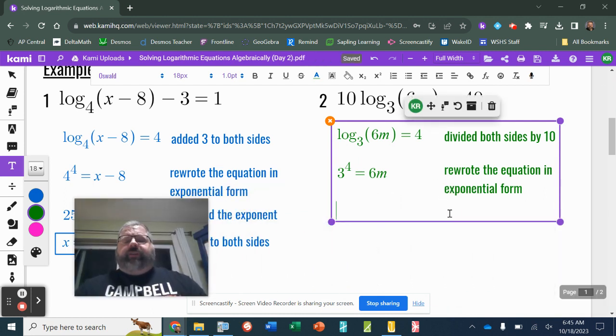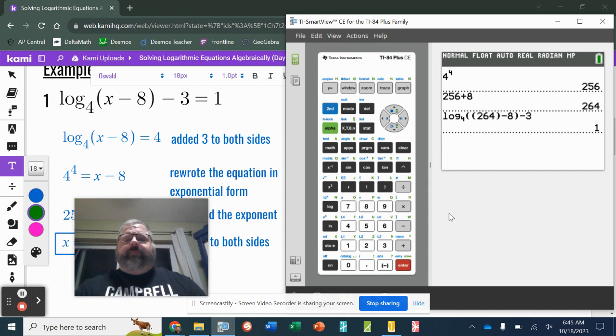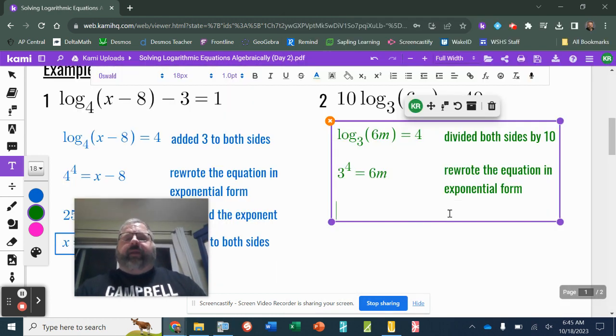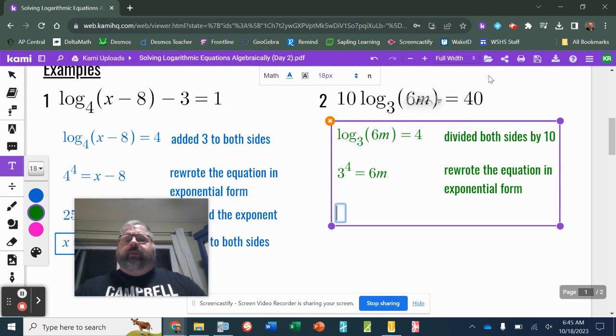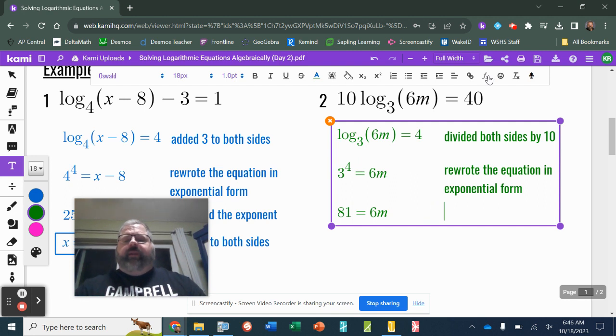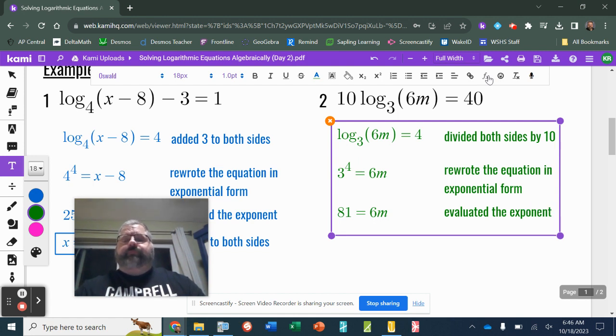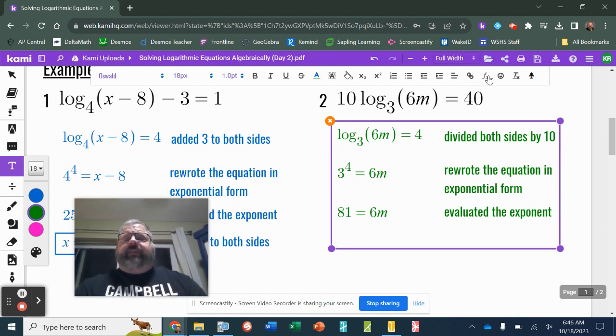So to solve this, what I'm going to need to do is, number one, evaluate 3 to the 4th. So I'm going to come over to my calculator. I've got 3 raised to the 4th power. That is 81. So I have 81 is equal to 6m. So I evaluated the exponent. And now I just need to finish solving.